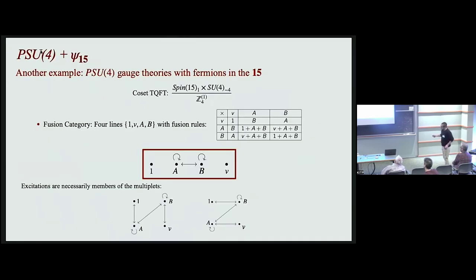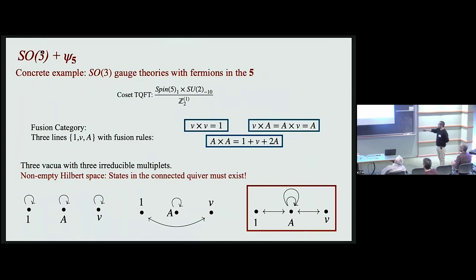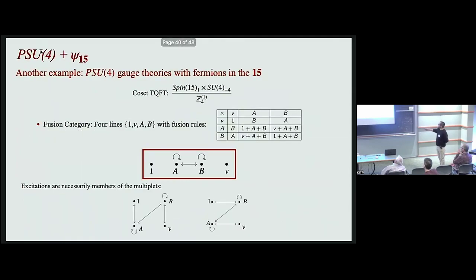So another example that we can study is SU4 with fermions in the adjoint, SU4 projected to one universe, so it's PSU4. So this is the coset TQFT, and we can study topological boundary conditions, we can study the boundary fusion category, and now we find that there are 4 vacua. The fusion category has the lines 1, B, A, and B with this fusion rule. So V again is a C2 symmetry, and we find these interesting fusion rings. And now we also have the two multiplets similar to this one and this one, which are kind of boring, but we will also find two other multiplets, which are more interesting.